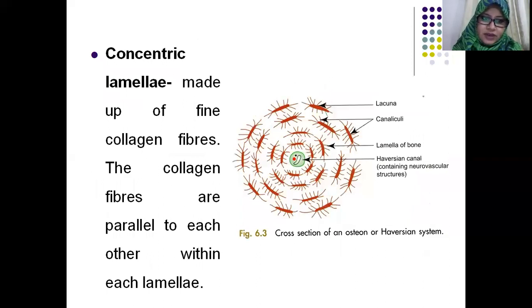Now, concentric lamellae are made up of fine collagen fibers. The collagen fibers are parallel to each other within each lamella. These are concentric lamellae, this white color, which surround the Haversian canal.